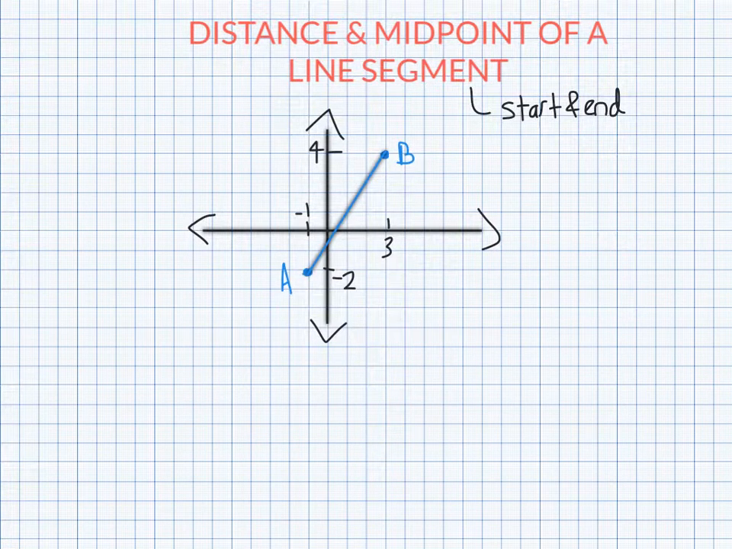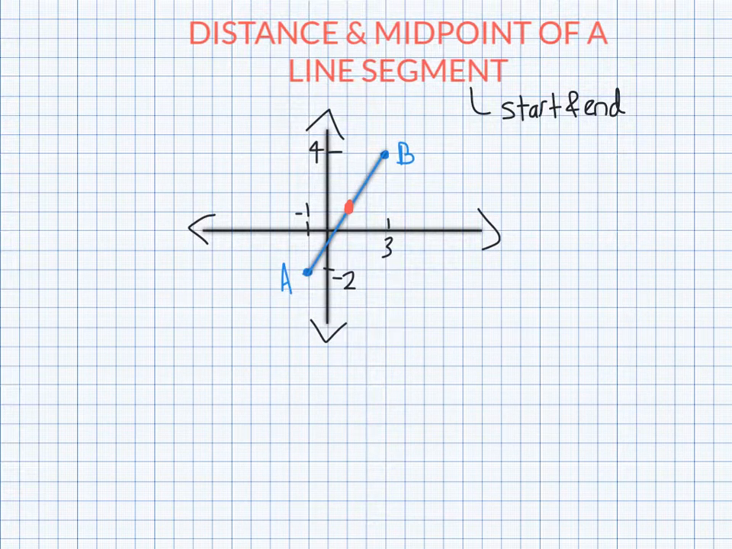So let's look at the Cartesian plane on the screen. We have a line segment. It has a start point and an end point. What we want to do is find the value of the point that's halfway along the line segment between A and B. We give the line segment a name according to its endpoints. This would be line segment AB.